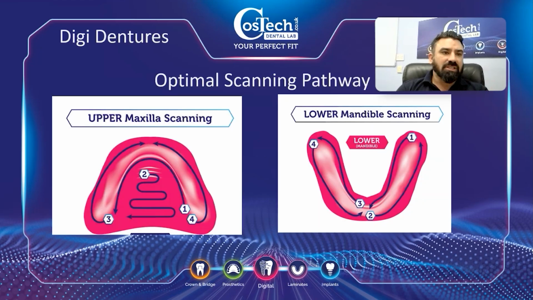So if you've got an edentulous patient, this is one of the optimal scanning pathways you can do.